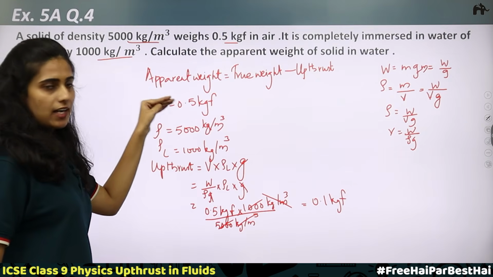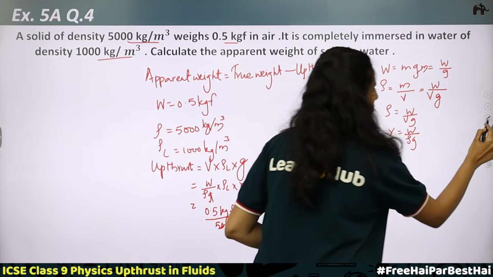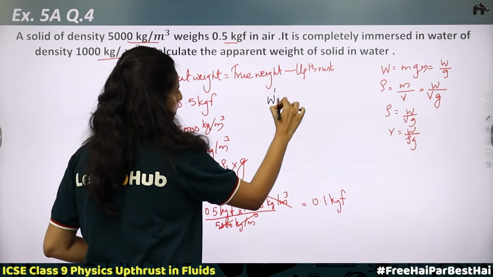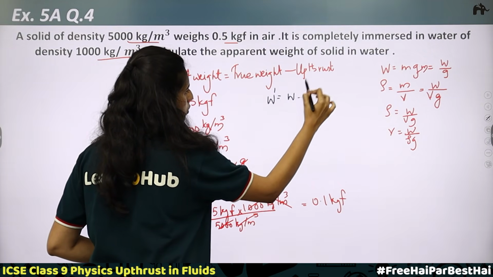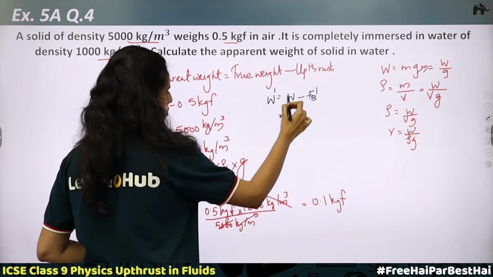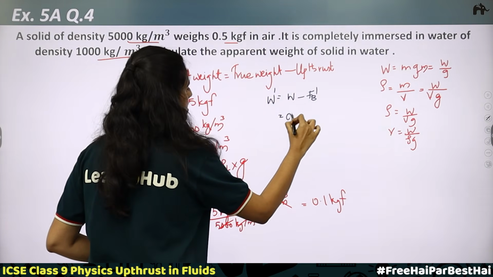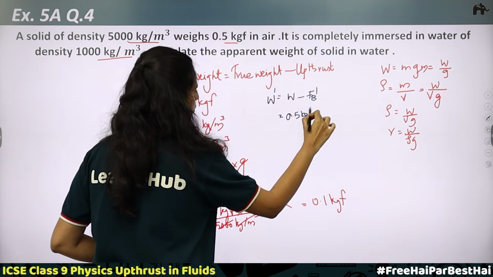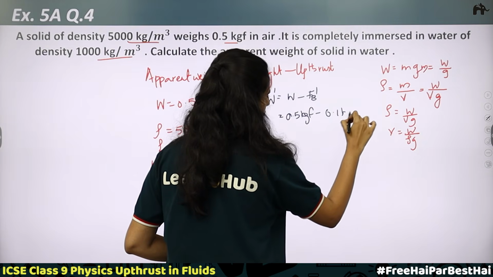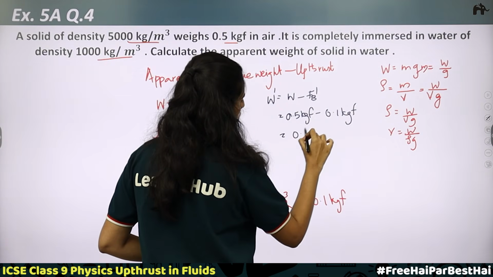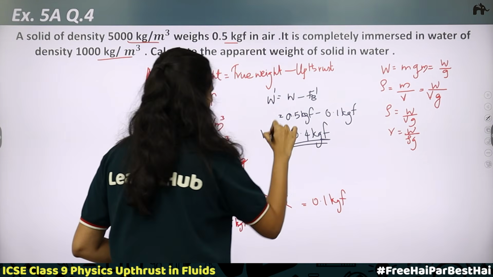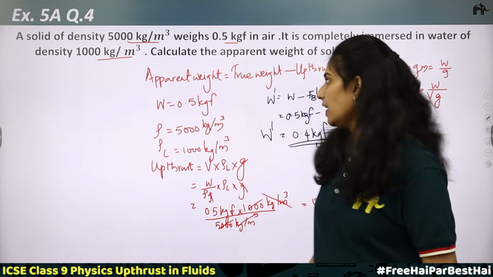Now we can find the apparent weight. Apparent weight, let's say W dash, will be equal to true weight W minus upthrust FB dash. What is the true weight? Here the true weight is given to be 0.5 kilogram force, minus upthrust we have found, 0.1 kilogram force, which is equal to 0.4 kilogram force. So this is the apparent weight in the liquid.